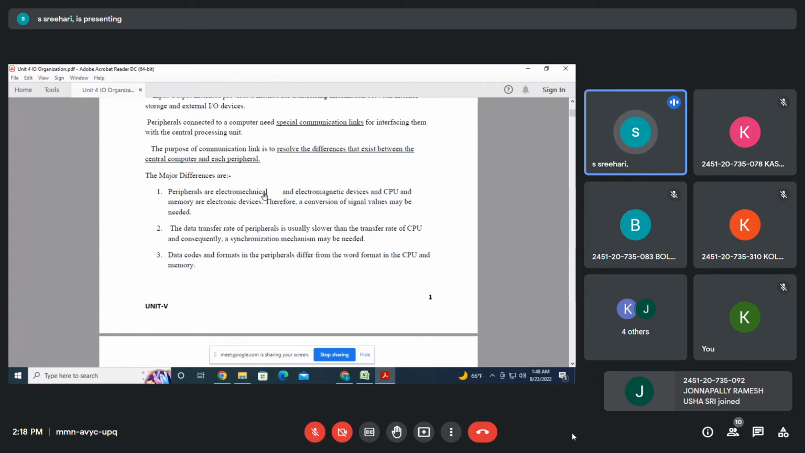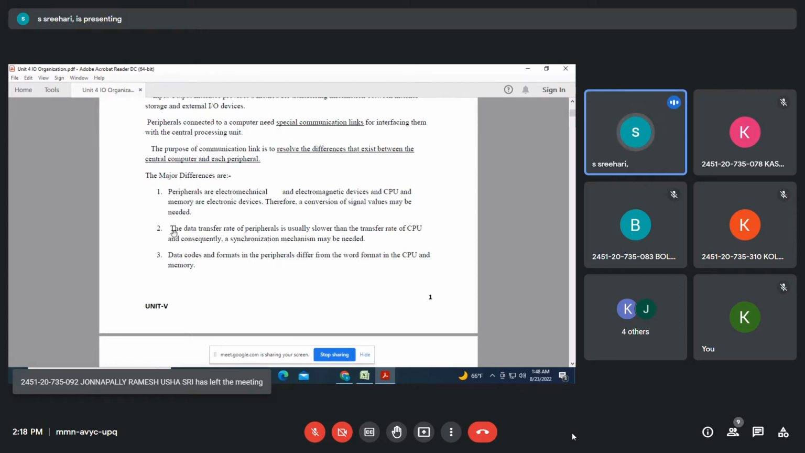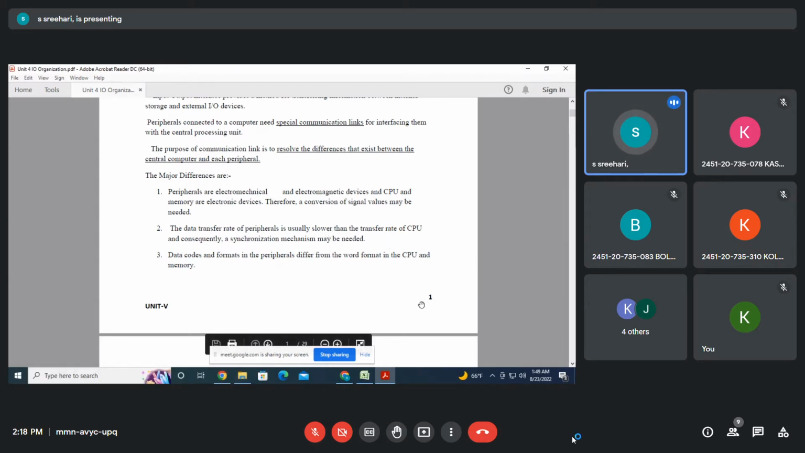Electromechanical or electromagnetic devices may send signals in different formats, so conversion of that signal is required. So we require a peripheral or interfacing circuit. Then the data transfer rate of IO devices is slower than the CPU, since slow devices send the data, so we require synchronization. Another requirement of the interface device is synchronization.